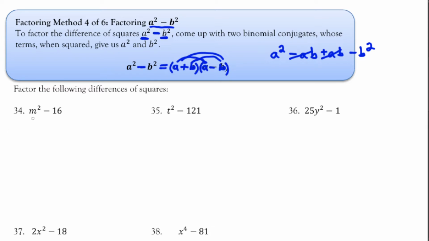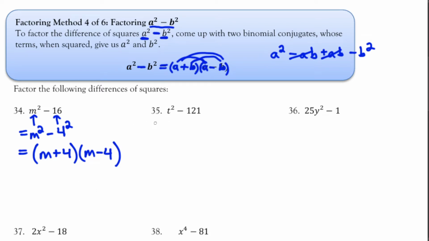In number 34, I have two terms, m squared and 16. Both of these are perfect squares. This one is just m squared, and this one is 4 squared. So I have m squared minus 4 squared. If you ever have anything squared minus a different thing squared, it factors as the sum of the two things times the difference of the two. Notice that this rule about a squared minus b squared worked here for m squared minus 4 squared. It works for any difference of two squares.